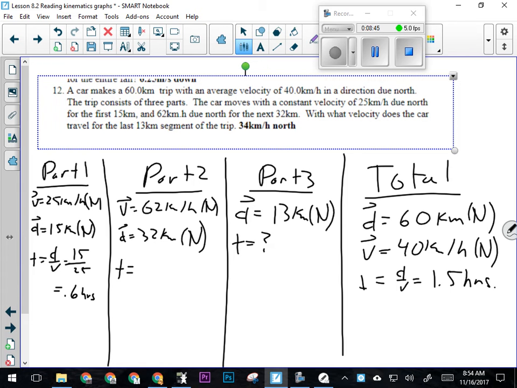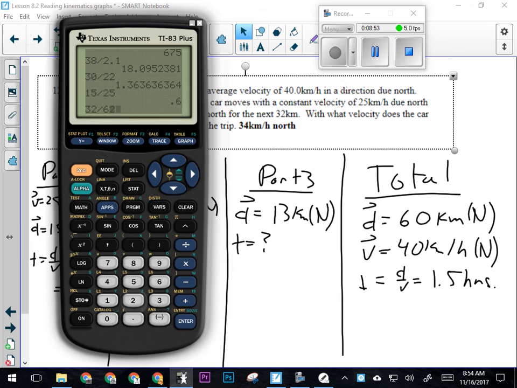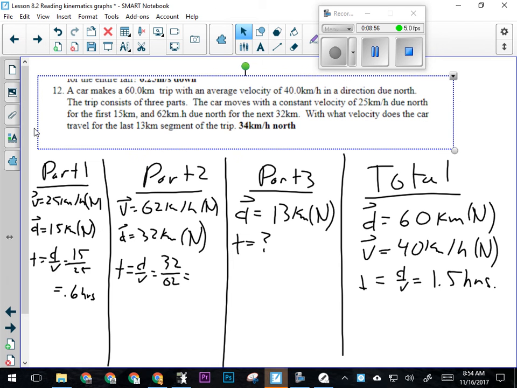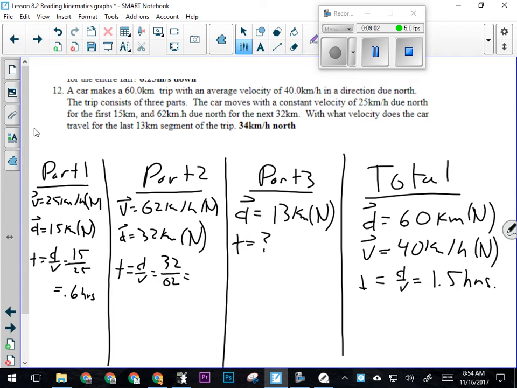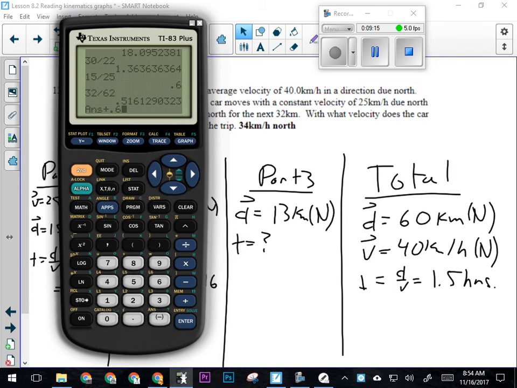And I've got to do the same thing here. t equals d over v. So that'll be 32 over 62. So 0.516 hours. And again, you should keep all of your decimals there, just like we have in the past, 0.516. Now, can I figure out how long part 3 is? Because I know the total and I know the other 2 parts of the trip. So I'm just going to take those numbers, plus 0.6, and then go 1.5 minus that. Now I have the time for part 3, which is 0.3838, whatever.